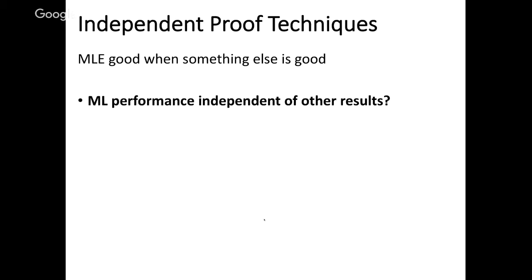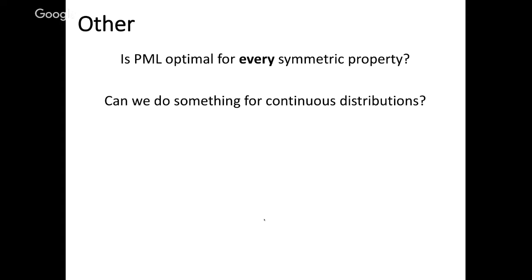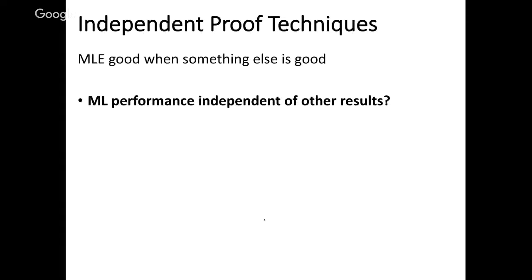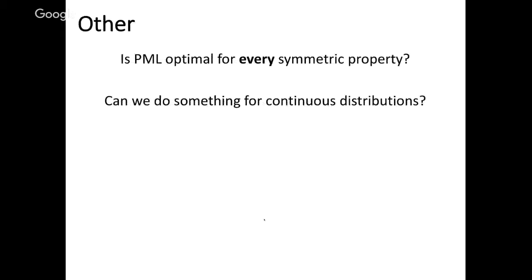Another question that's clean and open is, can we come up with independent proof techniques? So what we showed is maximum likelihood estimator is good, or PML is good when something else is good. So we took some other estimator that existed and showed that when it has a small probability of error, or when they have good properties, then PML has good properties. Can we show PML performance independent of other results?